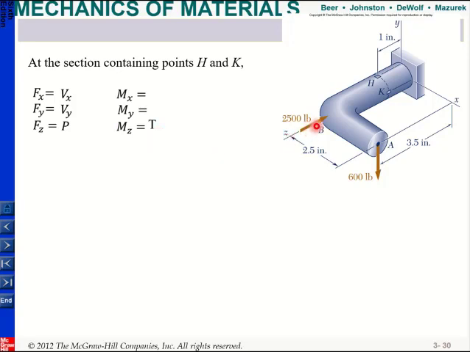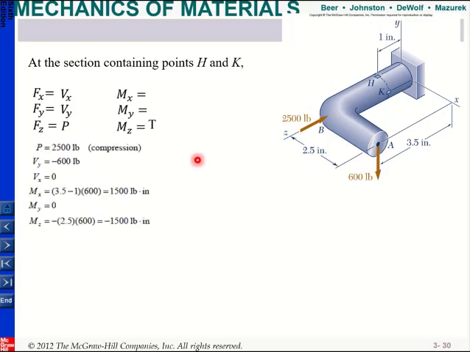When I move this, since it already goes through the centroid, it does not create any moment at all. But this force will create a moment along the z direction. Actually, it will go in the minus z direction. It will also create a moment along the x direction. Since this is along the y direction, it will not create any moment along the y direction.